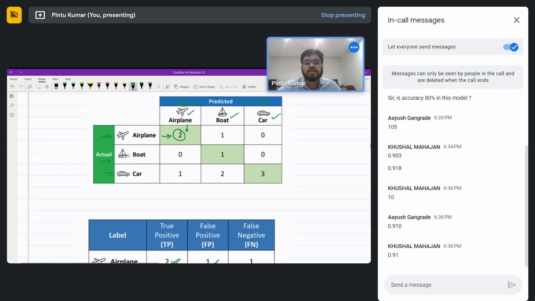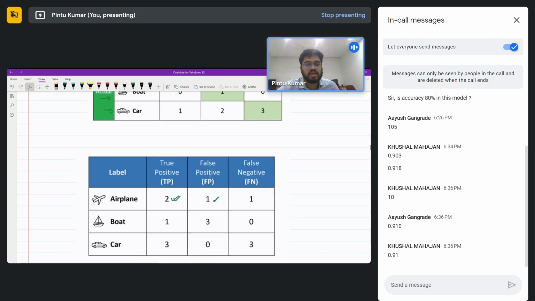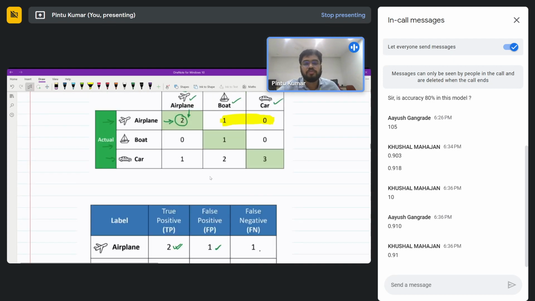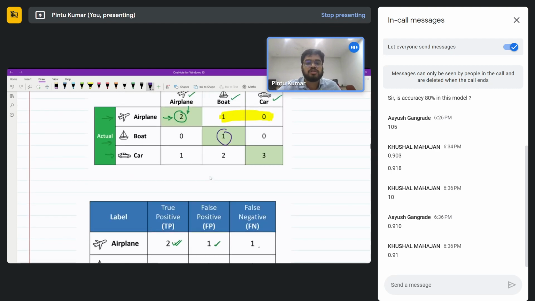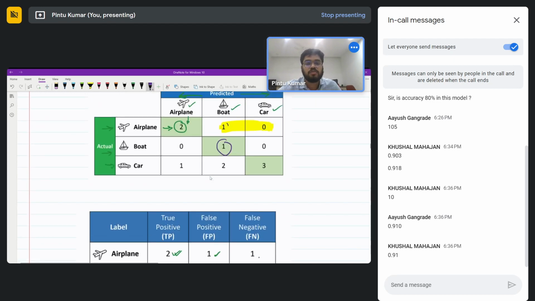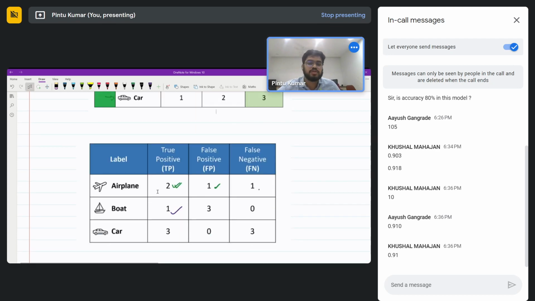And the other thing is false negative. So you are actually aeroplane, but you are predicted as something else. This false negative is again 1. So they have compiled it and written it as 1. Similarly for boat, they have done that their true positive is 1, false positive is 3. This is the sum of this value plus this value, which is 3. And similarly for car, they have calculated these values for us.